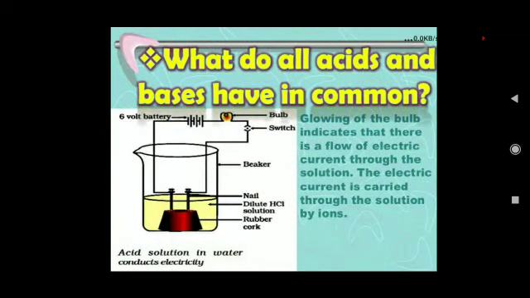What do all acids and bases have in common? This is an activity in which we have taken a beaker. The beaker is filled with dilute HCl solution. A rubber cork with 2 holes is taken and a complete circuit is formed. Glowing of the bulb indicates that there is a flow of electric current through the solution. The electric current is carried through the solution by ions. Ions are charged particles. They can be positively charged, named cations, and negatively charged, named anions.